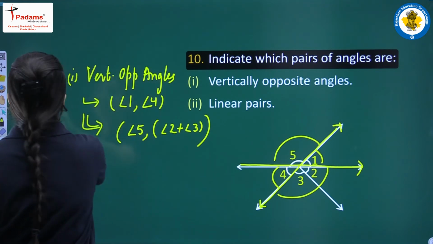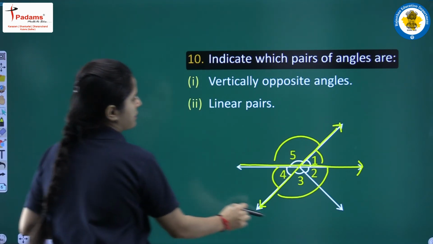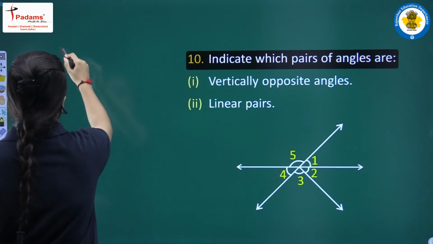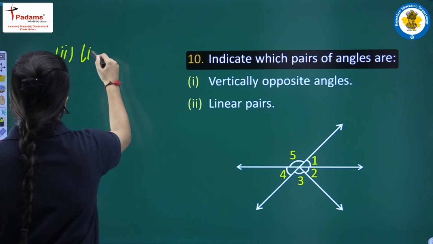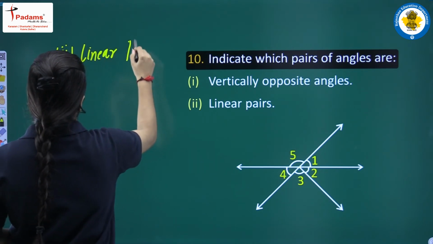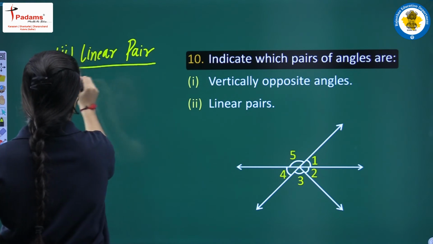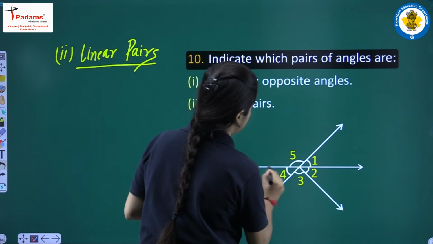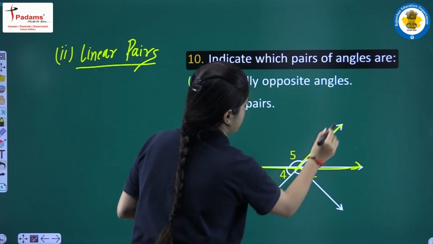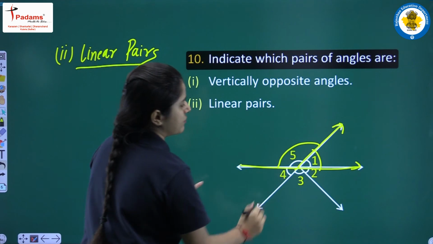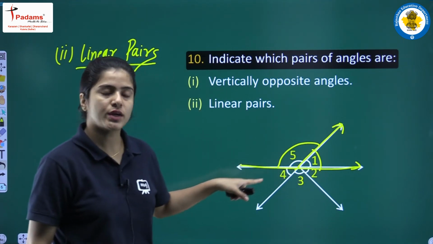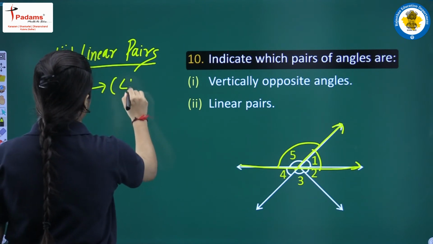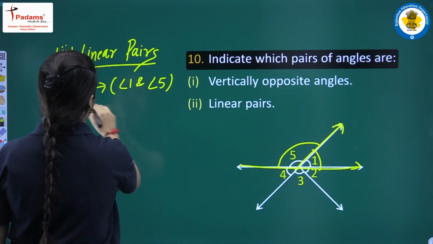Now, we will be talking about the linear pair, students. What about the linear pairs? Have a look, students. In the linear pair, clearly have a look at this, angle 1 and angle 5. These two angles are on the straight line, angle 1 and angle 5. So, the first one is angle 1 and angle 5. This is the linear pair.